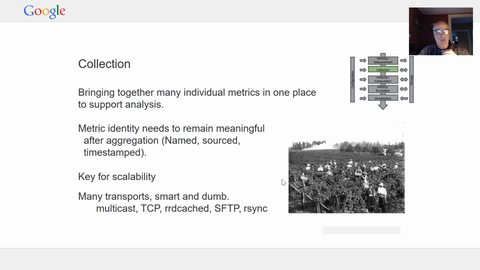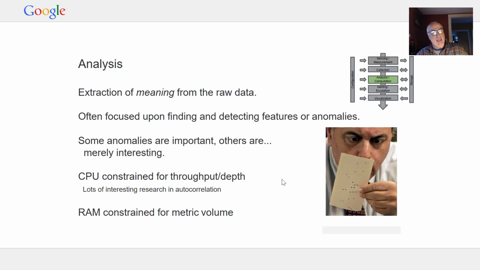So let's see. We've got all these different machines that are sensing themselves, taking the metrics, but now we've got to gather them together to do something with them. And the first step that we do is the analysis, where we extract meaning from the raw data. It's still very, very raw and hard to do a good job on.